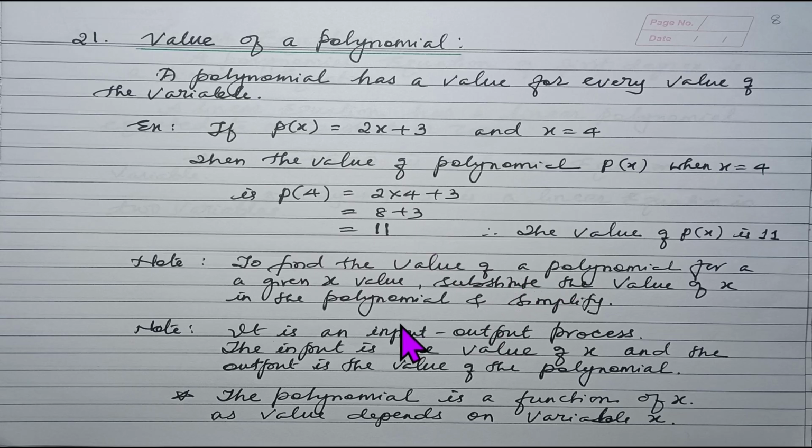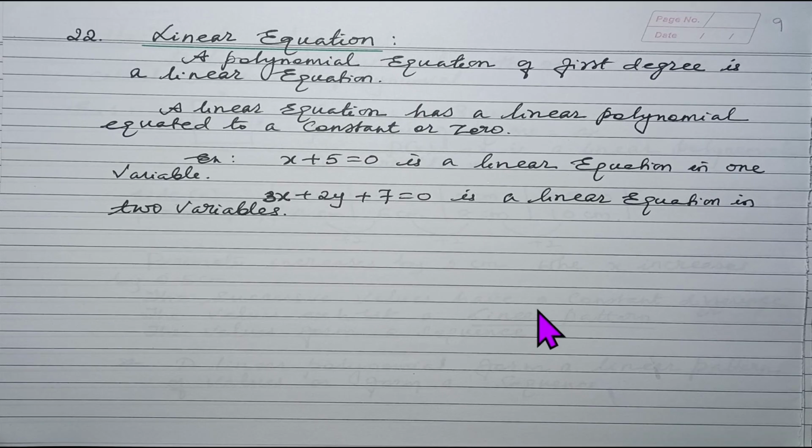And here you have to remember the polynomial is a function of x. The polynomial p of x is a function of x, because the value of the polynomial depends on the value of x. Therefore it is a function of x; rather, the value of p(x) depends on the value of the variable x.